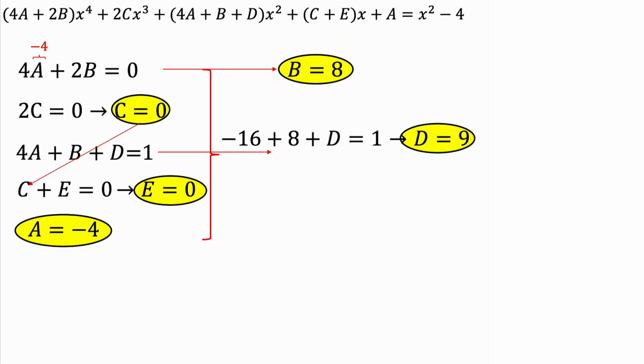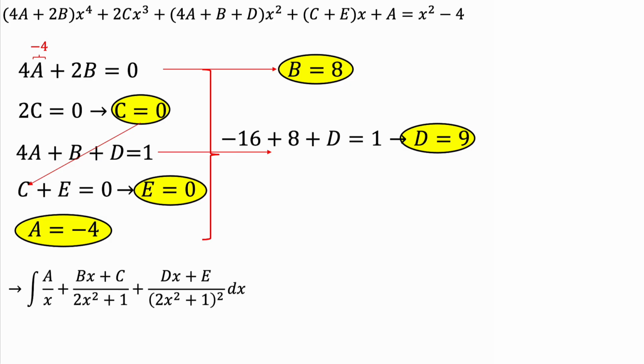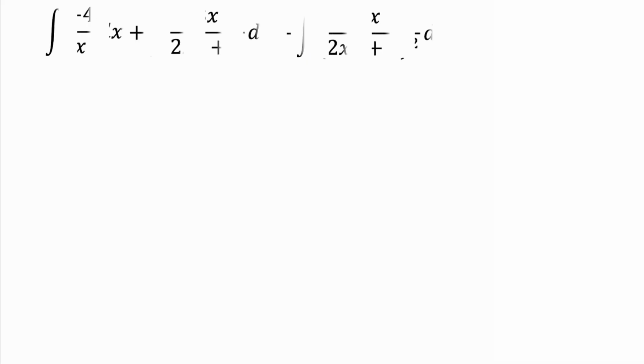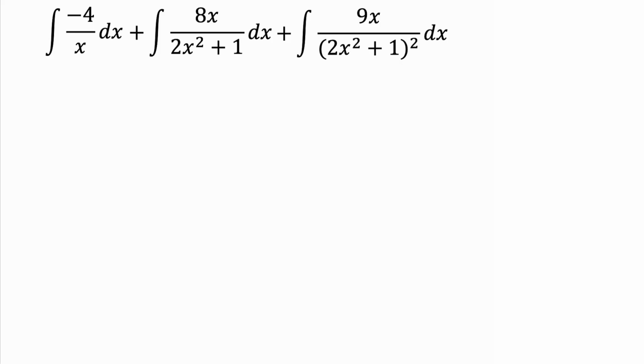Okay, let us take its integral, and then we will close this part. I will put the numbers I found in place of A, B, C, D, and E. 3 fractions were created. In the first fraction, the denominator is first degree. We had said that if the denominator is first degree, then this becomes the natural logarithm. So it is -4 times the natural logarithm of x.